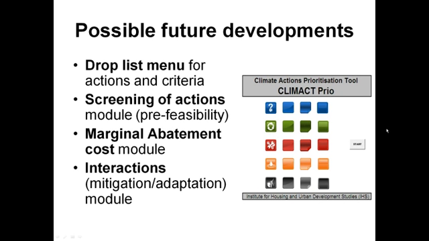Then we're also working on adding a module on marginal abatement cost curves, where we could show only two criteria, costs and the main objective, which might be reduction of CO2 emissions or reduction of risk in the case of adaptation. And the last one we are planning to integrate is an interactions module, showing how different actions will interact with each other to explore synergies and trade-offs between them.